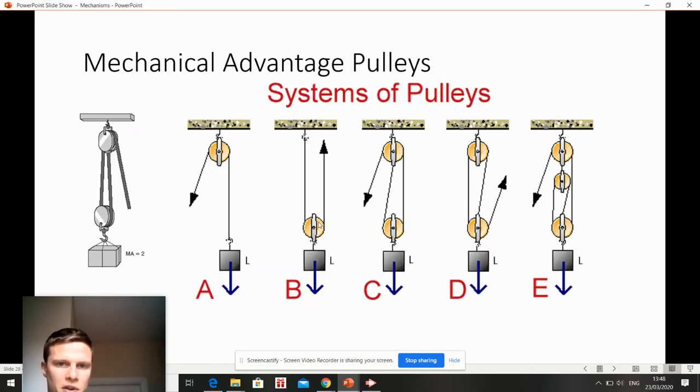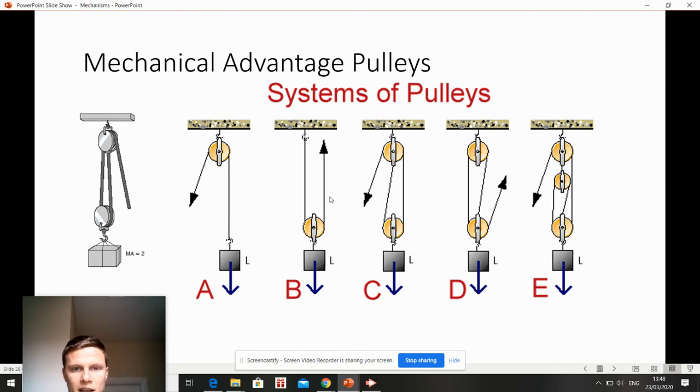So let's look at a few different examples here. Now, this is just to figure out the mechanical advantage. In this one, the load is hanging directly off 2 ropes. We don't count this one, this is the one we're pulling off, but the load is directly pulling off these. So in this one here, we've got a mechanical advantage of 1.